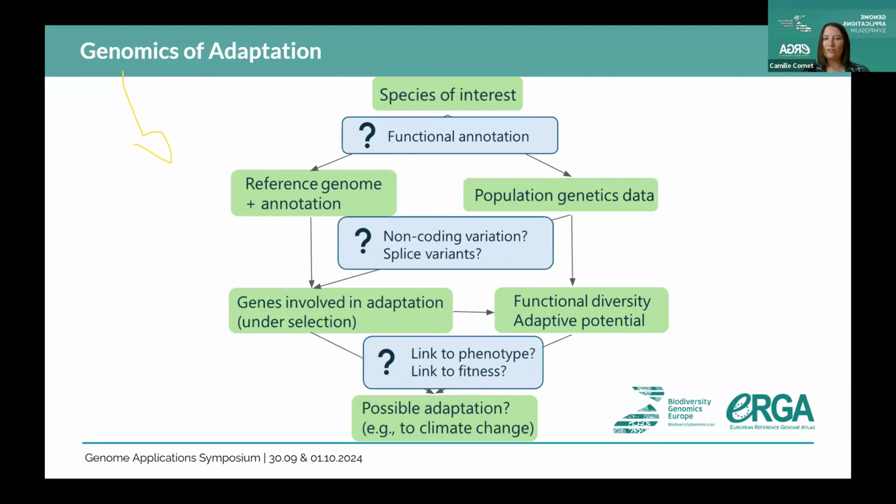There are a lot of non-coding variations, structural variations, and splice variants that are still difficult to map and to understand their phenotypic effects. And talking about phenotypic effects, to understand how diversity is actually functional and adaptive, we need to be able to make a link with the phenotype and with the fitness of the species we're looking at. For species that you cannot keep in the lab and do plenty of experiments on, this is really not easy.